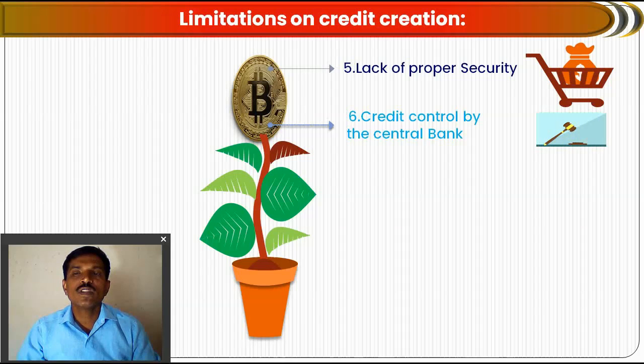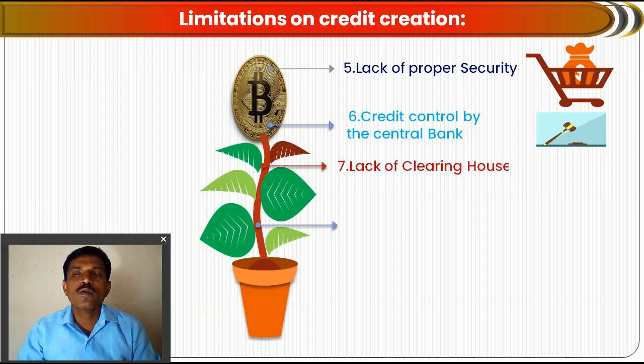The next thing is credit control by the central bank. If the government and the central bank think that credit control is needed, they increase the CRR and reduce the money supply in the economy, and then there is less credit creation. If they think there is a need to increase the money supply, they reduce the CRR and increase credit and loans in the economy. So credit control by the central bank affects the credit creation function of the commercial bank.